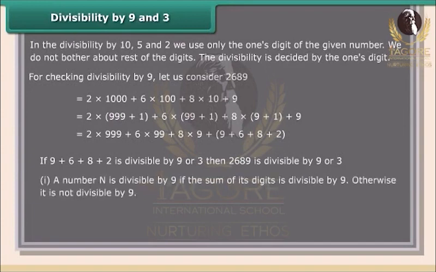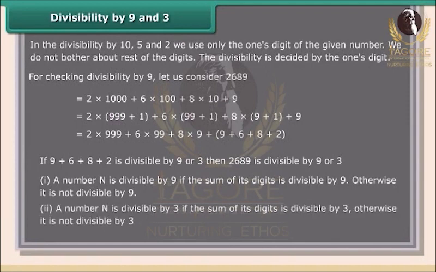1. A number n is divisible by 9 if the sum of its digits is divisible by 9. Otherwise, it is not divisible by 9. 2. A number n is divisible by 3 if the sum of its digits is divisible by 3. Otherwise, it is not divisible by 3.